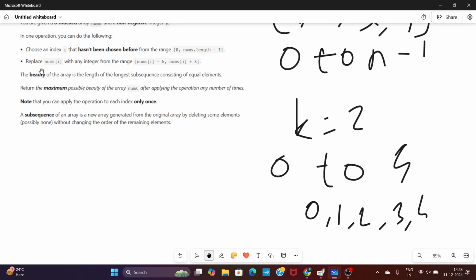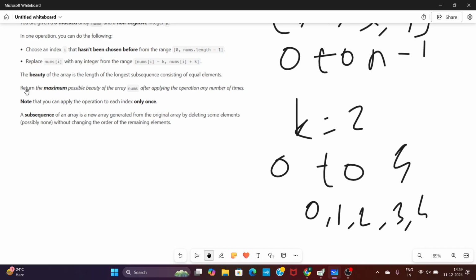So basically the beauty of the array is the length of the longest subsequence consisting of equal elements. So we have to create an array in which the subsequence contains the maximum possible equal elements, and return the maximum possible beauty of array nums. You can apply the operation to each index only one time. Also, we have to return the maximum number repeating.